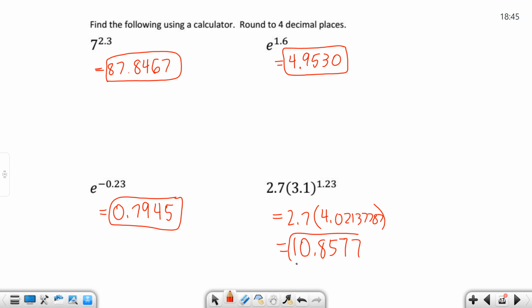10.8577, and the next digit is a 2. So that 7 stays 7 there. 10.8577 is that value rounded to 4 decimal places. But again, don't round this unless you are told to by your teacher, instructor, professor. Okay? Because you're in their class, right? Do what they want you to do. They're the head honcho. They're the one in charge. All right.